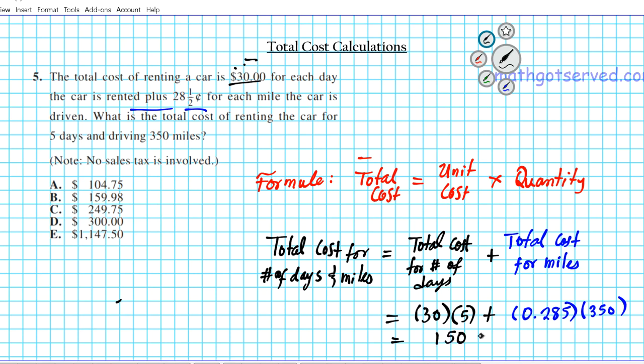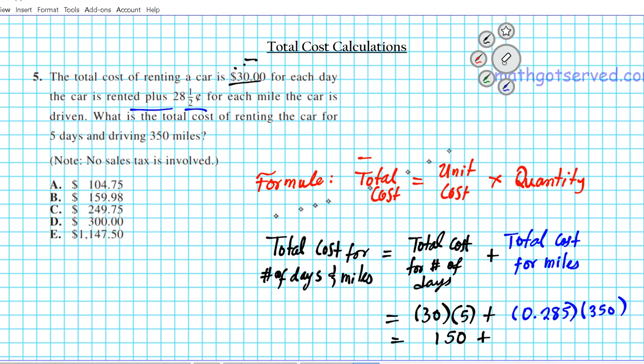Now, if you wanted to do it just by estimation, just by looking at it, you can just say, oh, you know what? 0.285 is about 0.3, and that's close to a third. And you have 350 here. We can round this down to about 300. So a third of 300 is 100. 100 plus 150 is 250. So the closest one to that is option C, if you just wanted to estimate.